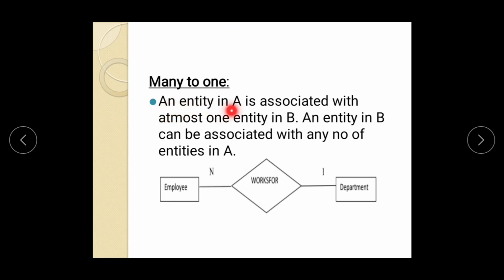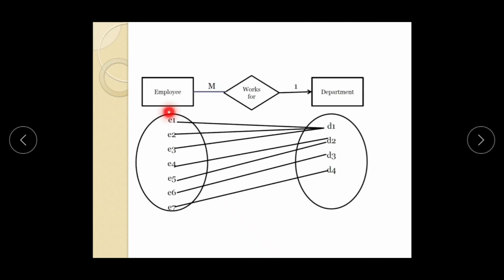Clear? So an entity in A is associated with at most one entity in B, and an entity in B can associate with any number of entities in A. Clear? So this is called many to one cardinality. This is another example: employee works for department, which means that a single employee can work in only a single department. A single department can have many employees.